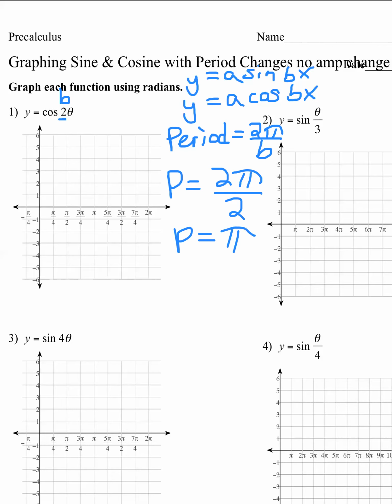So what does that mean? That means when I go to graph that cosine curve, it's going to complete one full cycle in pi radians. If I look right here, pi radians is right here. This isn't part of my graph. I'm just drawing this so you can see one full cycle is going to happen between here and here. In between those two lines, I'm going to have one full cycle of cosine.